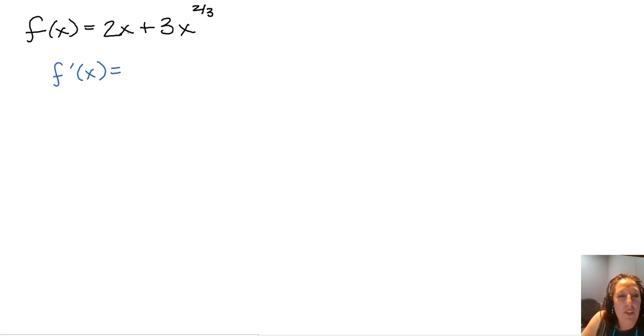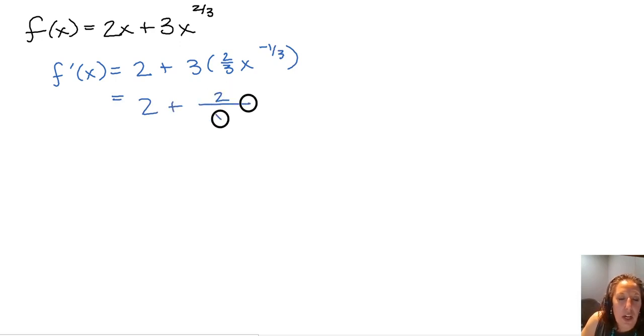So if we take the derivative of it, the derivative of 2x is 2. The derivative of 3 times x to the 2/3 is going to be 3 times 2/3 x. Then when we subtract 1, 2/3 minus 1 is going to be negative 1/3. And cleaning that up, we're going to get 2. Those 3's are going to cancel, and we'll get 2 over x to the 1/3.